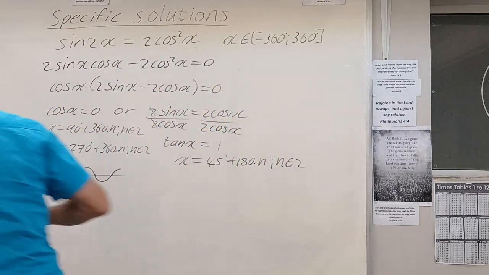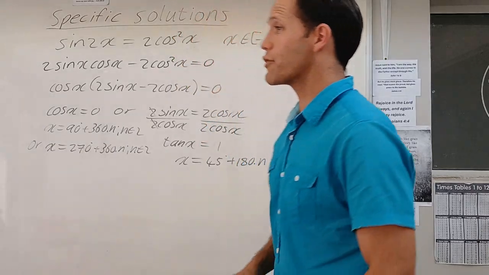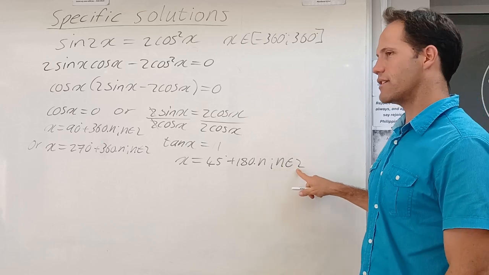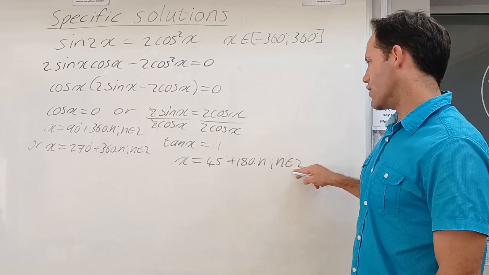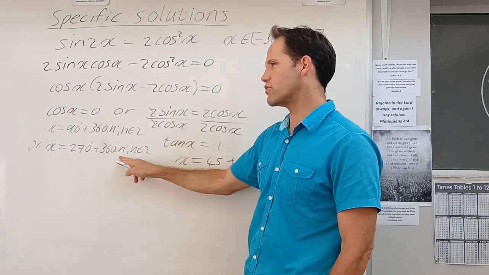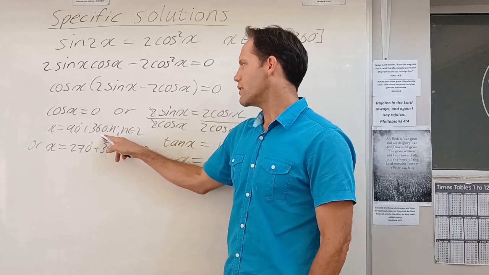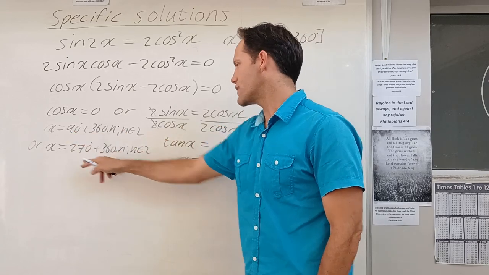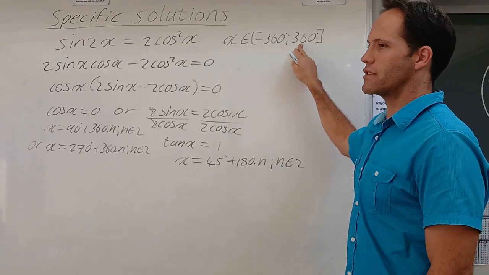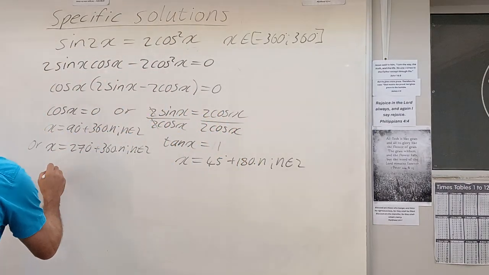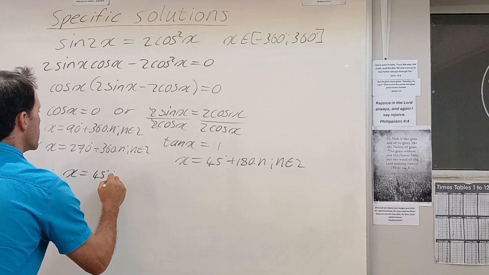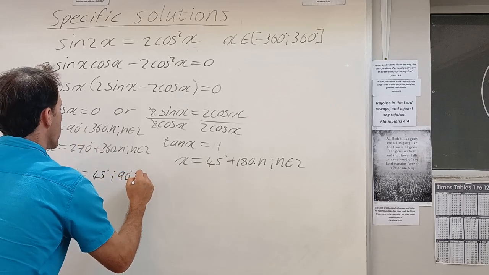Okay, but now after we got the general solution, we got to do now for specific solutions. Okay, so this is where this thing comes into play, this n element z. Okay, so you start with 0, and you put 0 in there, 0 in there, and 0 in there. It's always best to start with 0. So when you put 0 in, you just have 90. When you put 0 in here, you just have 270. When you put 0 in here, you just have 45. And all three of them is between negative 360 and 360. So they all work.